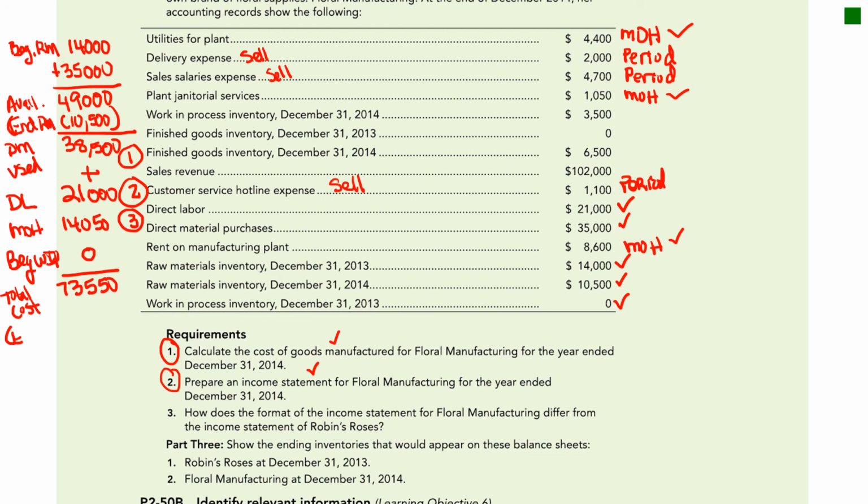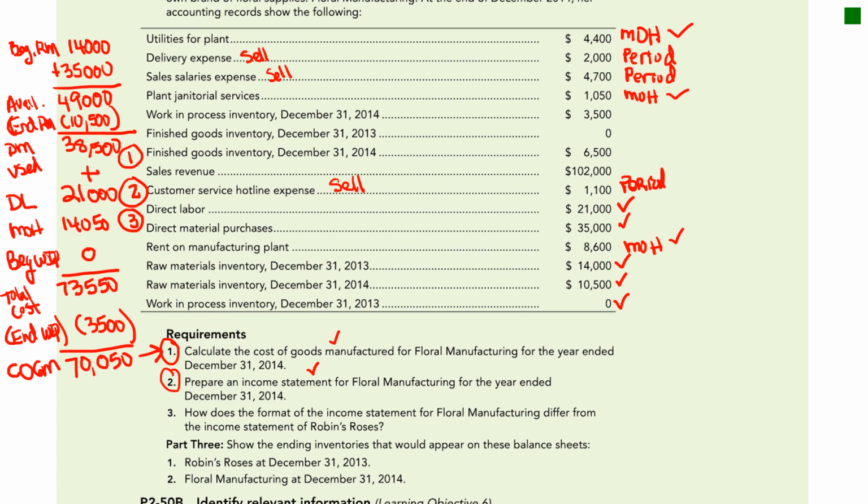Then we will subtract out the ending WIP, ending work in process. We're going to subtract that, and it looks like that's going to be $3,500. So that's how much was left in process at the end of the year. So when we subtract out that, we get, it looks like in this case, $70,050. And I'm going to call that COGM. That's going to be the answer basically to number 1. That's your cost of goods manufactured, $70,050.